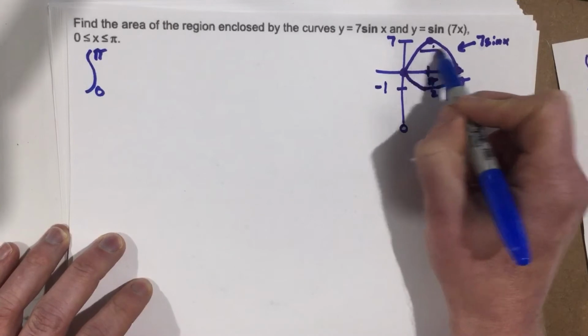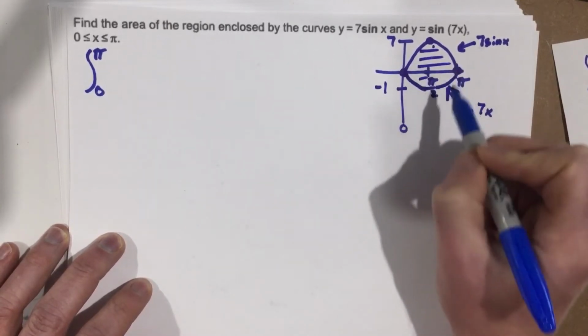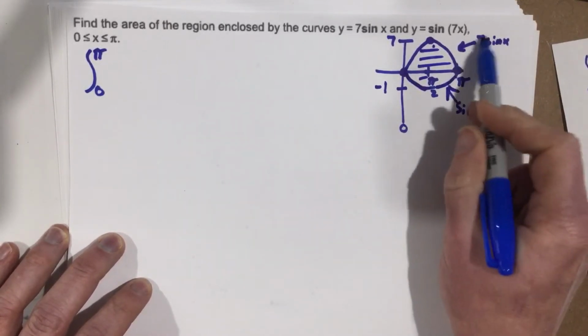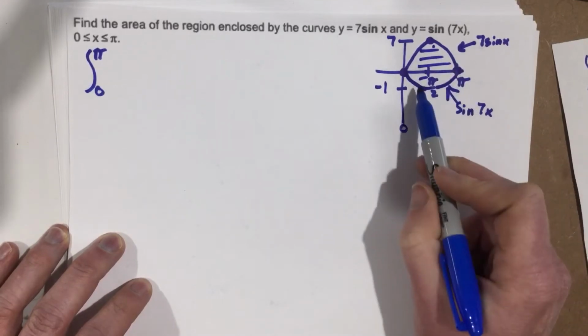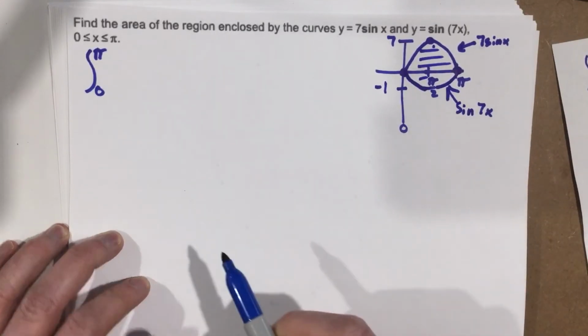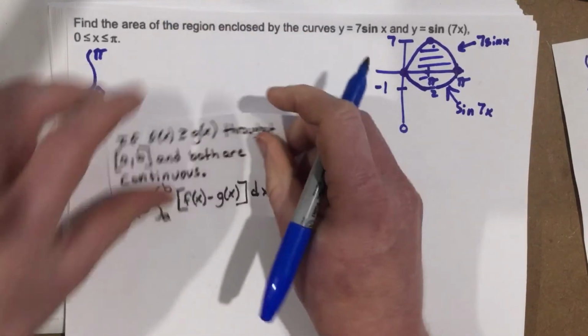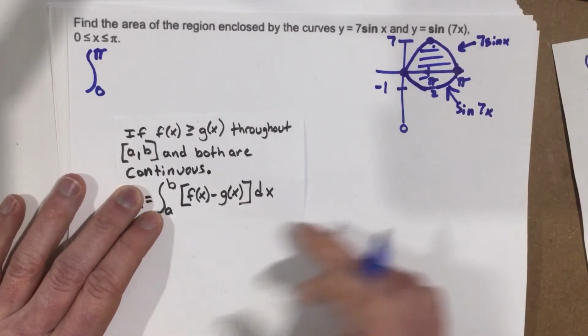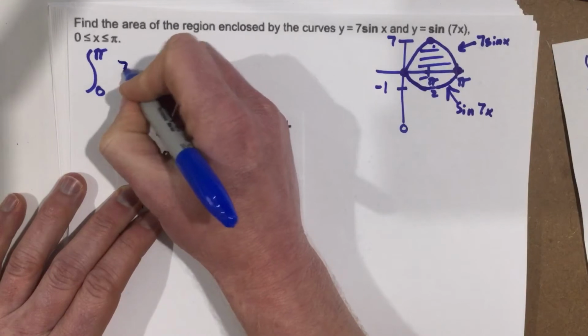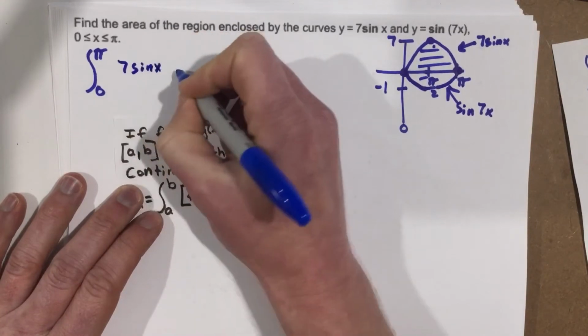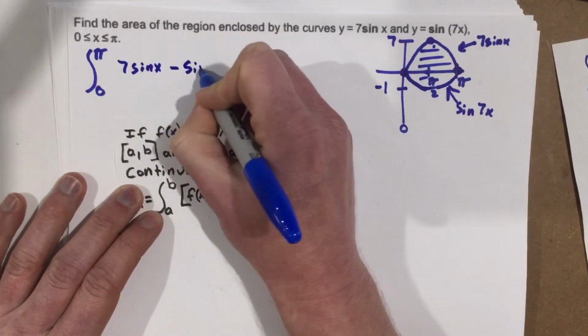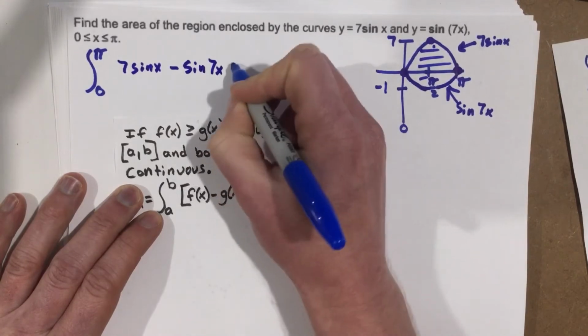So we want to find the area in here, but we now know that 7 sine x is the top function, and sine 7x is the bottom function. So we can write this now as f of x minus g of x. So we can say the integral of 7 sine x minus sine 7x dx.